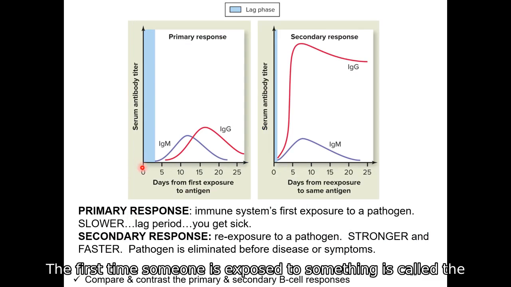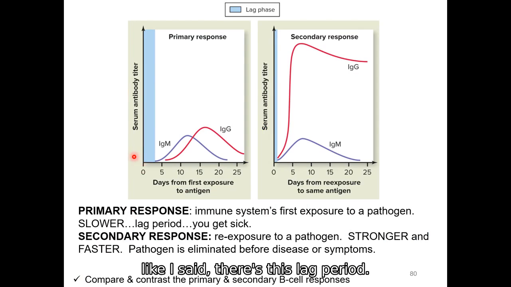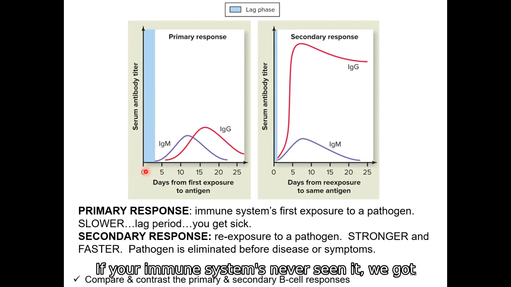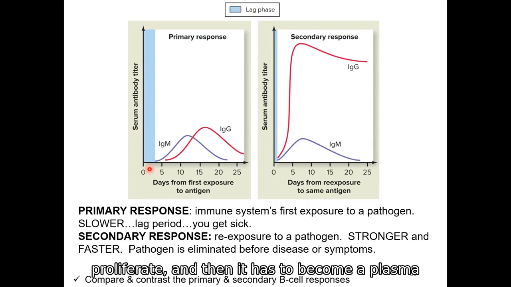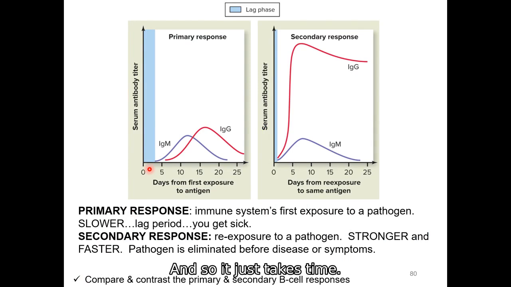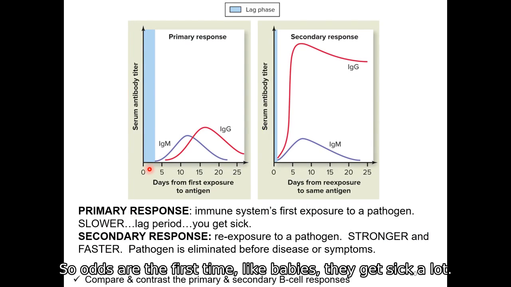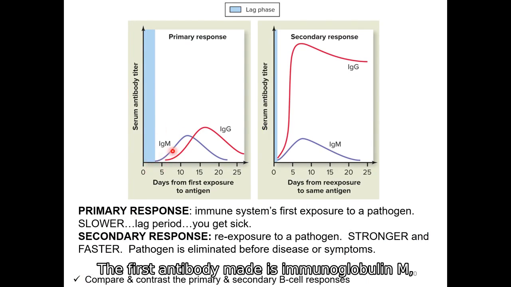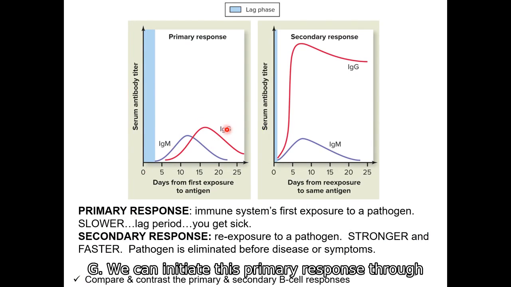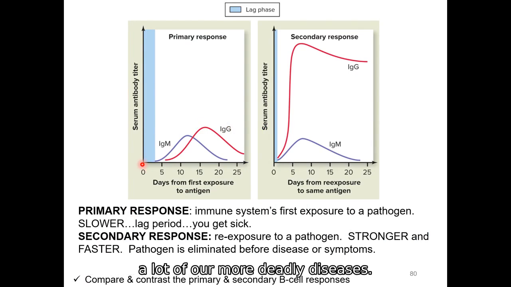The first time someone is exposed to something is called the primary immune response. And like I said, there's this lag period. If your immune system's never seen it, we gotta get the antigen to bump into the right lymphocyte, and then that one has to proliferate, and then it has to become a plasma cell and make antibodies. And so it just takes time. So odds are the first time, like babies, they get sick a lot. Kids get sick a lot because they don't have any immune protection. The first antibody made is immunoglobulin M, and then we get class switching to immunoglobulin G.